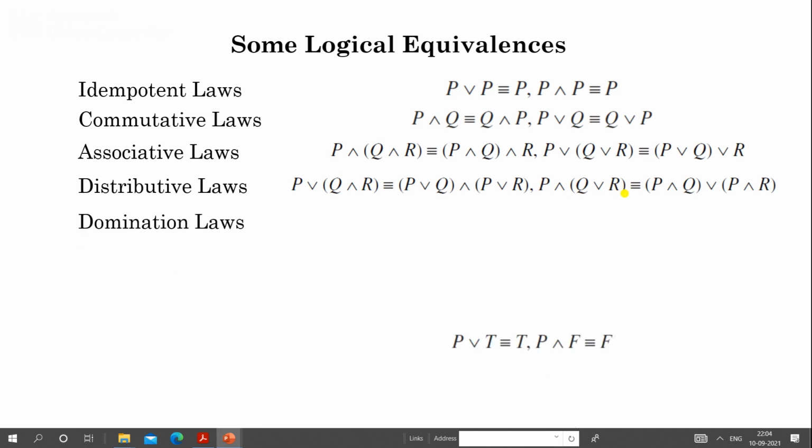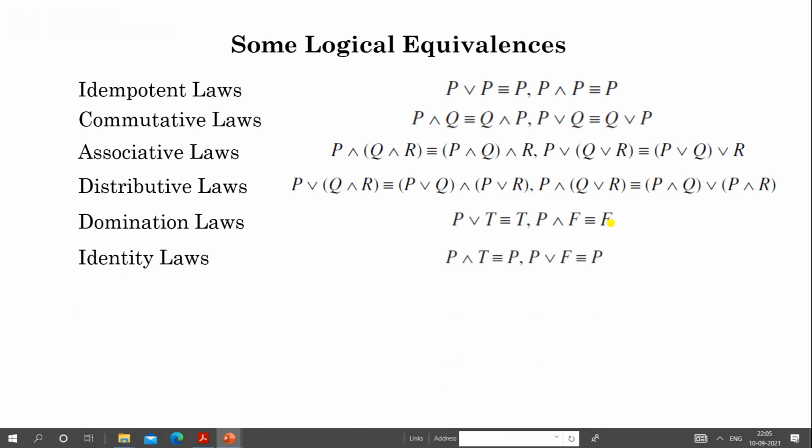Now domination laws. Look at this, P or T is equivalent to T. You know that if you find the disjunction of two propositions and one of the propositions is true, then it is true. So if you find the disjunction of P with T, automatically it will be T. Similarly, P and F equal to F, because if one of the variables is false, then it is false. These are domination laws.